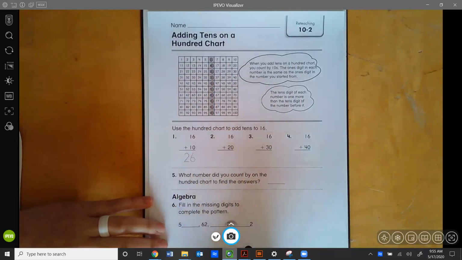Number 5, what number did you count by on the 100 chart to find the answers? Number 6, fill in the missing digits to complete the pattern. So this might be a tricky one, but take a look very closely at it to see what you might have to fill in in order to complete this pattern, okay?